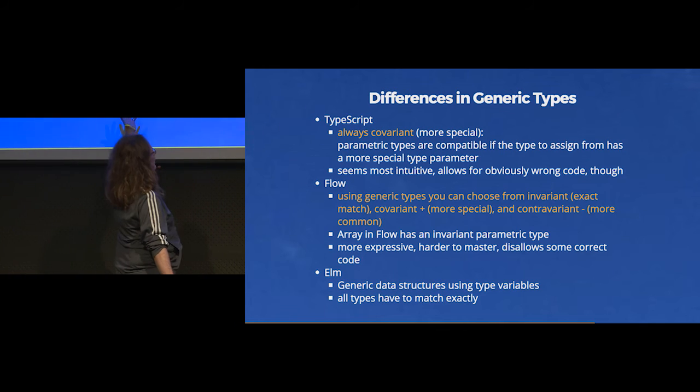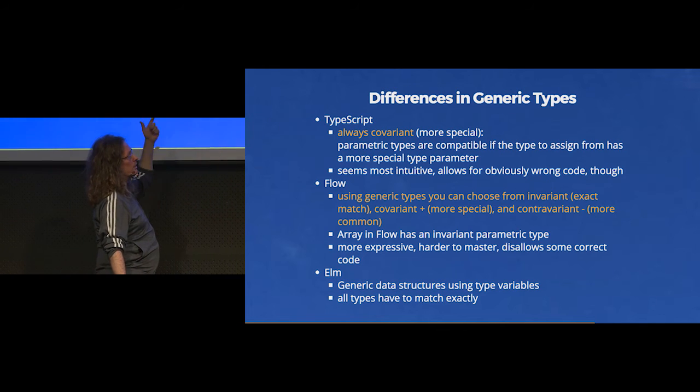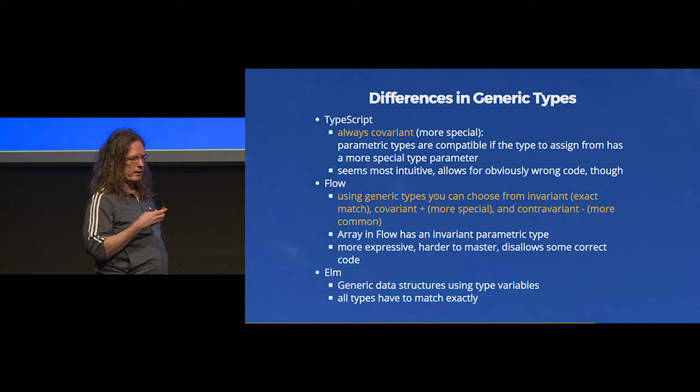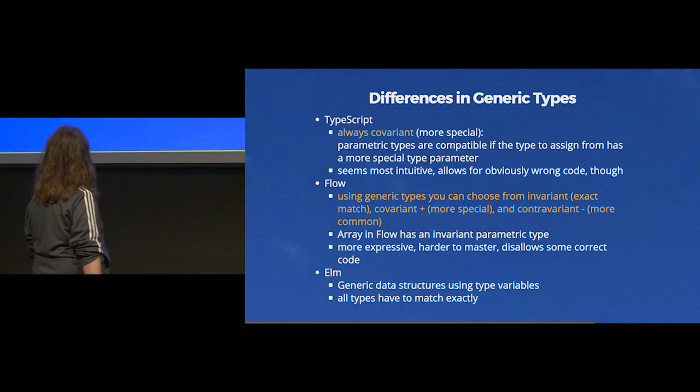In Elm, as I said, it also has something that's similar to generic data structures like the list, but types have to match exactly, perfectly.